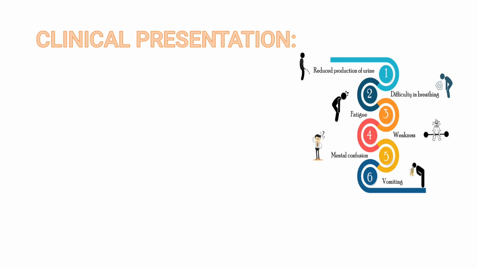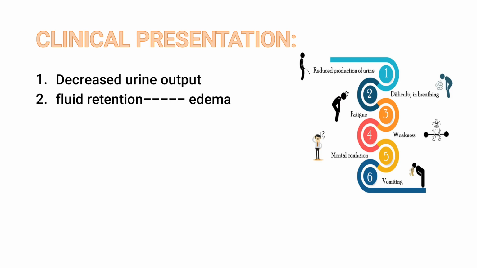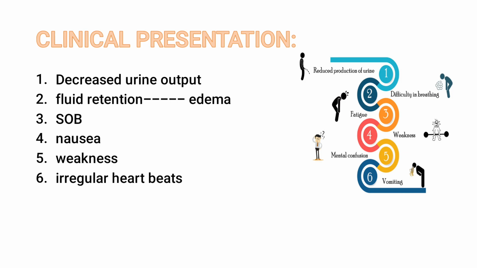Now the clinical presentation of acute renal failure is decreased urinary output, and the second one is fluid retention. There will be edema, there will be shortness of breath, the patient will be complaining of nausea, weakness, and heartbeat irregularity. Okay, so this was all about acute kidney failure.